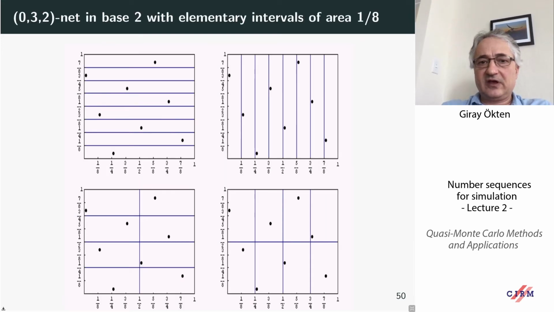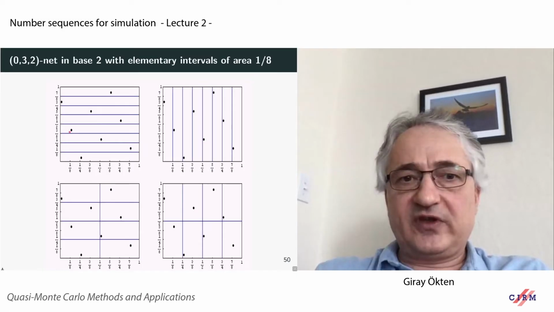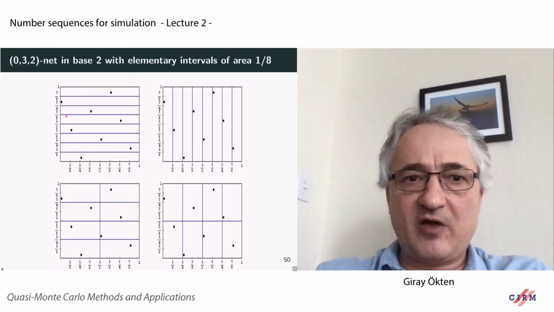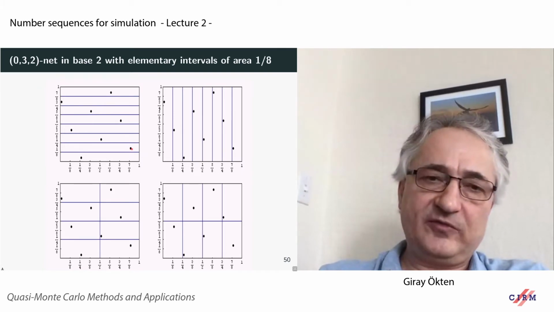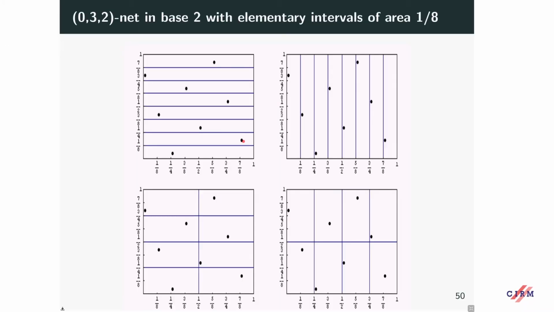Let's look at an example. These points that you see there, let's count them, how many? 3, 5, 8. You see 8 points in the two-dimensional space, and these points actually form a 0, 3, 2 net in base 2. And the reason is, you look at all elementary intervals of area 1/8, and these are all of those. These horizontal rectangles, you can check that each one of them has area 1/8, and there are a total of eight of them.